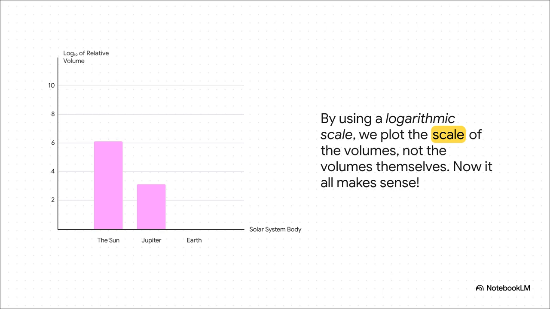We're not plotting the actual volumes anymore, we're plotting the scale of the volumes. And suddenly, it all just clicks into place. The sun is still the king, obviously, but now we can actually compare Jupiter to Saturn and see how tiny Earth is. We've tamed the scale.